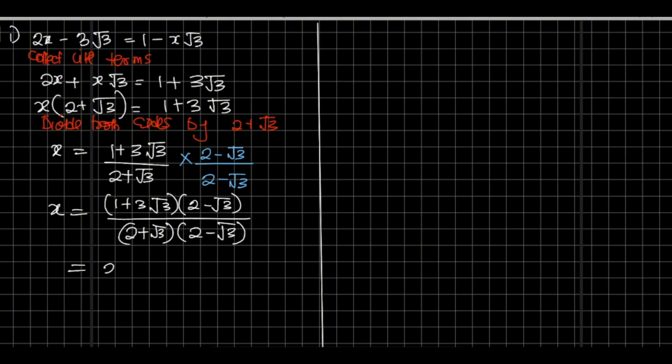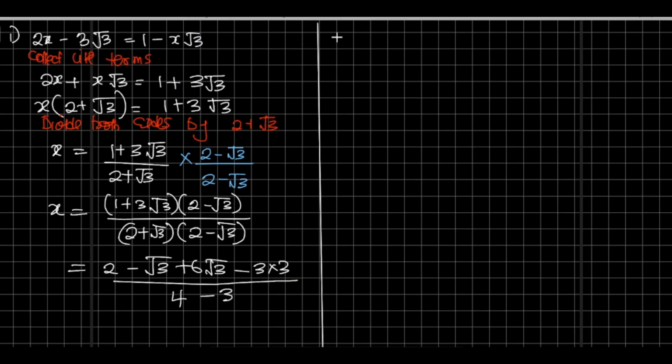So 1 times 2 is 2. 1 times minus root 3 is minus root 3. 3 root 3 times 2 is 6 root 3. And 3 root 3 times minus root 3 is minus 3 times 3, because root 3 times root 3 gives 3. So that's just minus 9, since plus times minus is minus. In the denominator we have 2 times 2, which is 4, and minus root 3 times root 3, which is minus 3.